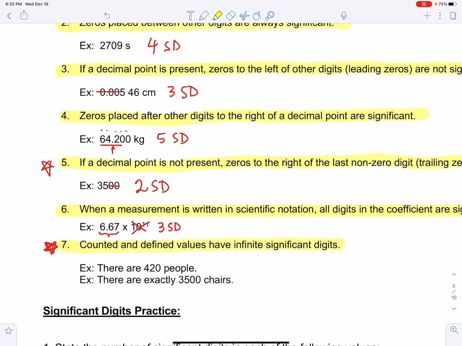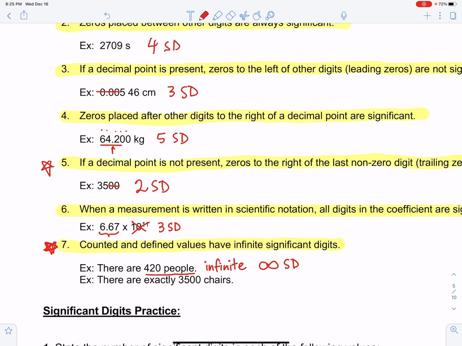For example, there are 420 people. There is no error in that statement. So this number, if you multiplied it by any other measurement, would not contribute to any inaccuracy. So we say that this quantity, because it's counted and exact, has an infinite number of significant digits. And we use the symbol infinity to represent that. An infinite number of significant digits.